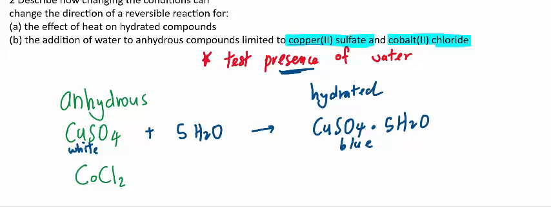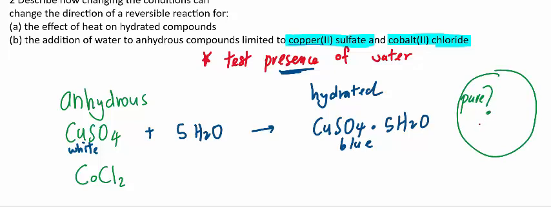But if I want to prove that it is pure water, what do I do? Testing the purity of water is what? You want to test whether it's pure. I want to prove this water is pure. You test the boiling point, which must be exactly 100 degrees Celsius. Or you test the melting point. A pure substance, pure water, will boil at exactly 100 degrees Celsius.